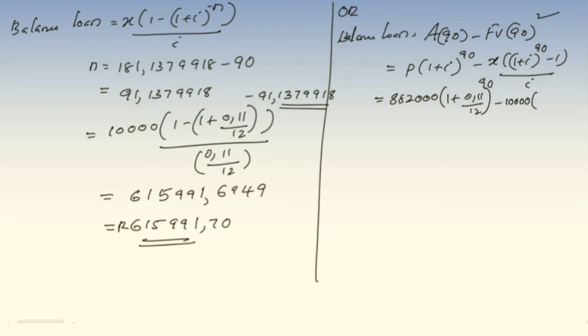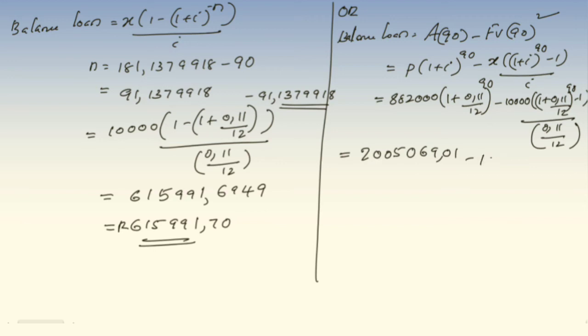Though this formula is lengthy, on the safe side, I think using this formula is better. 1 plus 0,11 over 12 to the power 90 minus 1, divided by 0,11 divided by 12. So the first part, when you do it, you will get 2,5,069,01 minus... it is purely calculator work, so it is not a difficult one.